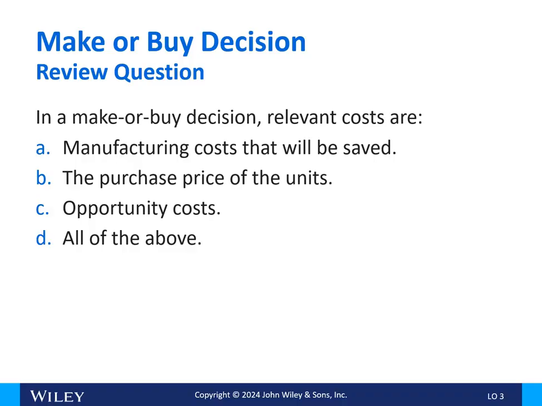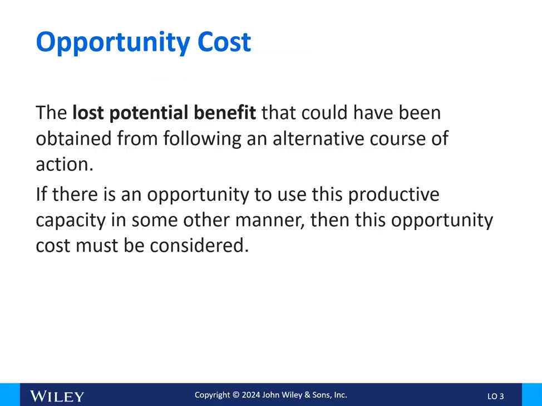So a review question. In a make or buy decision, relevant costs are manufacturing costs that will be saved, the purchase price of units, opportunity costs, or all of the above? And the answer is all of the above. So opportunity cost is the lost potential benefit that could have been obtained from following an alternative course of action. If there's an opportunity to use this productive capacity in some other manner, then this opportunity cost must be considered.